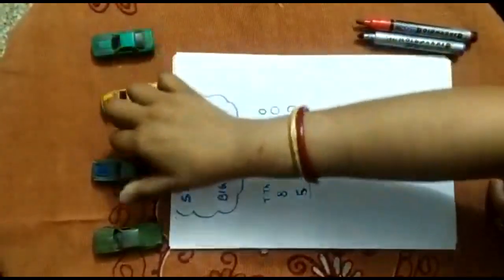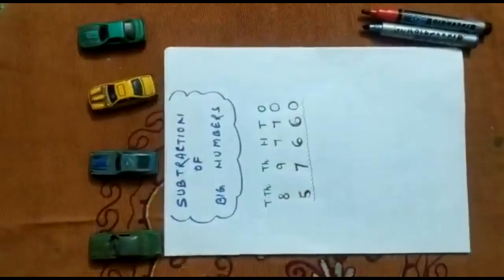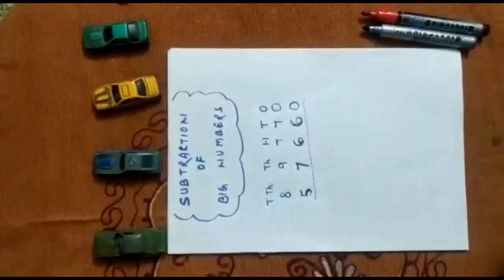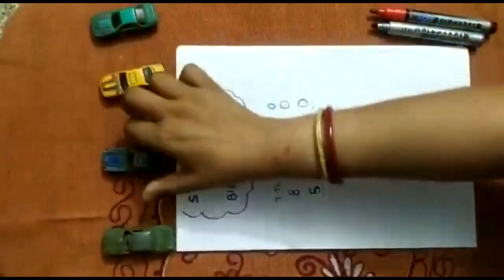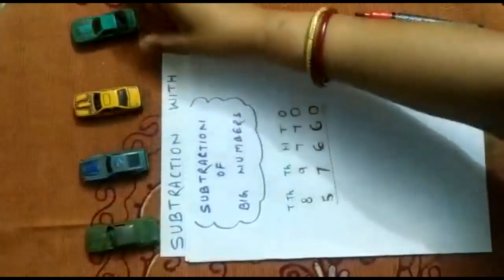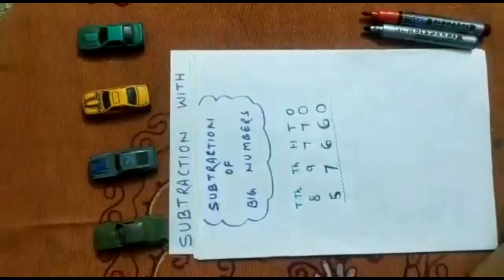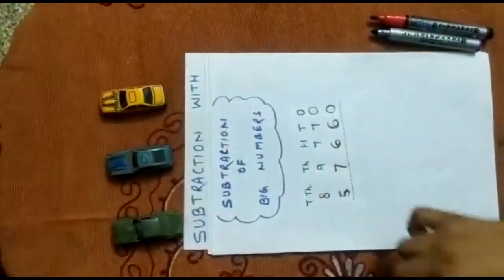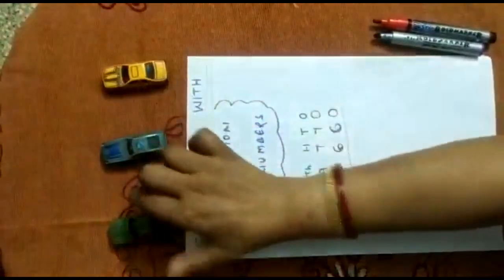Subtraction, subtraction, subtraction. Children, today I am going to teach you subtraction. Four cars are parking in a park. One car runs away. How many cars are left? Oh, three cars are left.